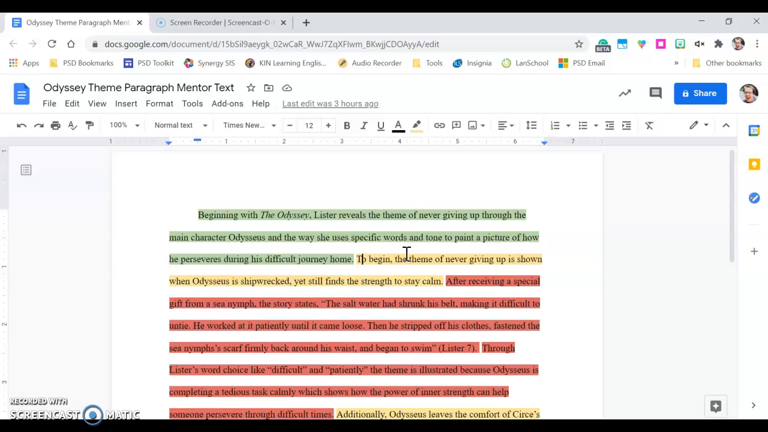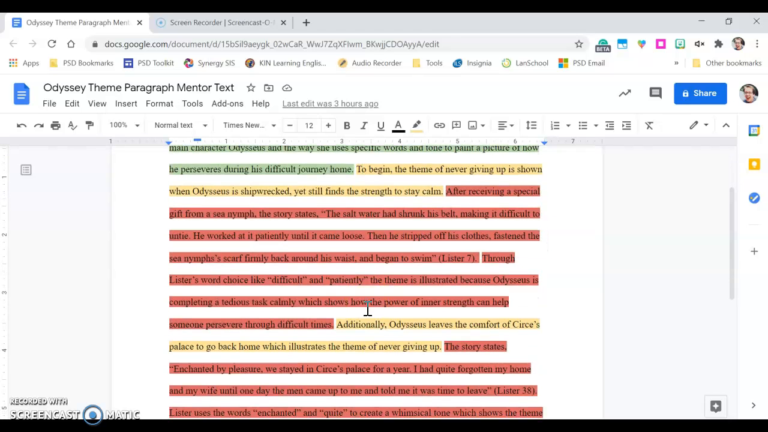You can always go with, transition, comma, the theme of blank, whatever your theme is, hospitality, strangers, whatever, is shown when, and then you describe what part of the book you're about to talk about. So the theme of this is shown when that. The theme of this is shown when that, right? Put a transition in there, and then you're good.